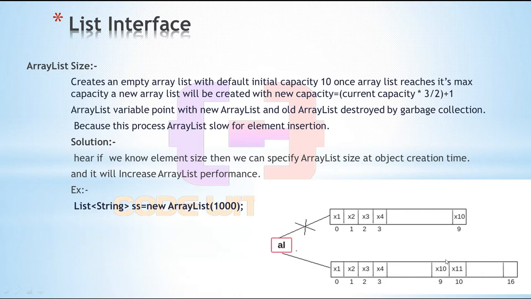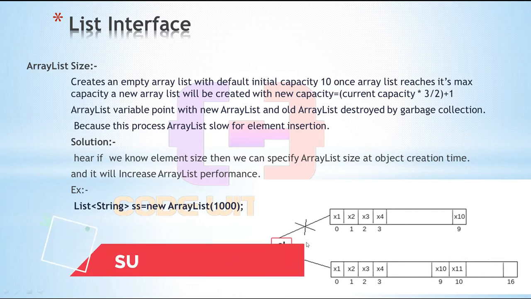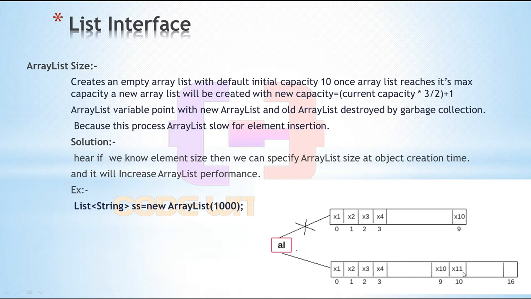Okay, and then after adding, this al is a variable. Earlier this al was pointing to this old array list. Now we internally create a new array list. This al points to the new array list, and the old array list is destroyed by garbage collection. Okay, this process is continuously happening.